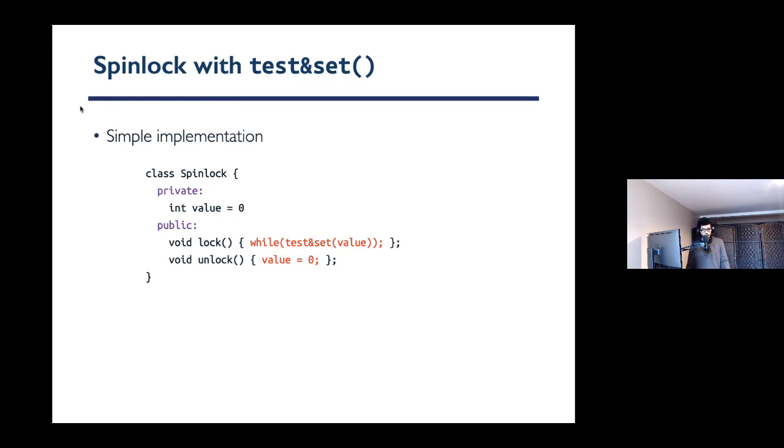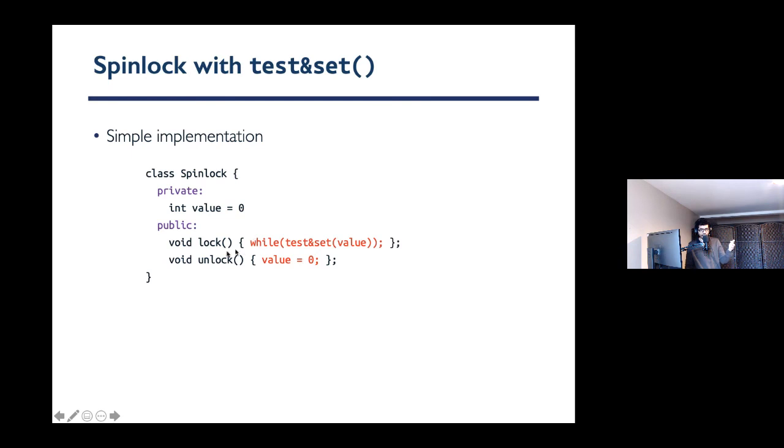So let's see how it works. Okay, so with the lock, in a while, I run test and set with the value, and in the unlock, I make value 0. So what is this doing? Well, if the value is 0, what does this test and set make it? Test and set will make the value 1, but then returns 0. And this while, if this is 0, it just gets out. It doesn't do a while.